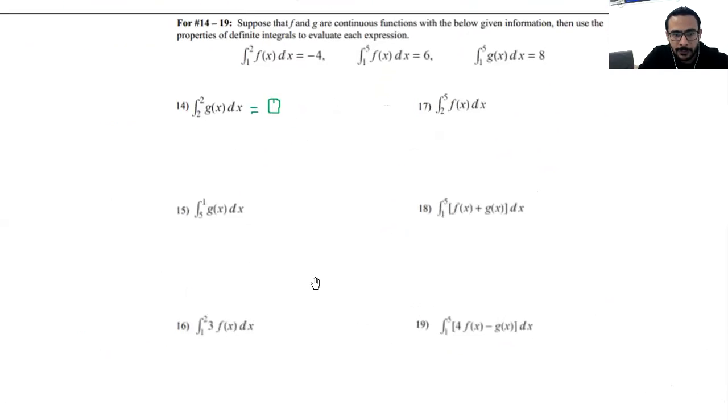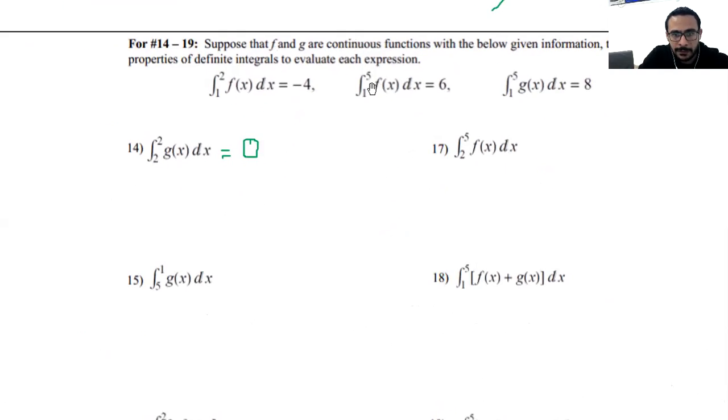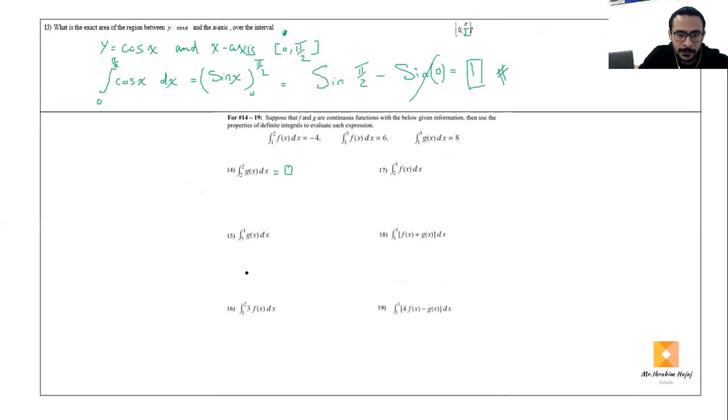Number 15, from 5 to 1. It's given from 1 to 5 for f of x. Here 5 to 1 means the position is flipped, so the answer equals negative 6.